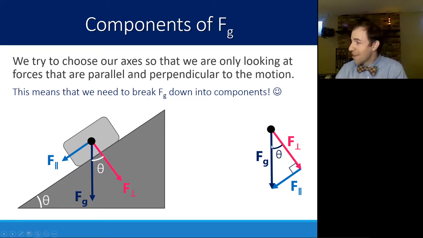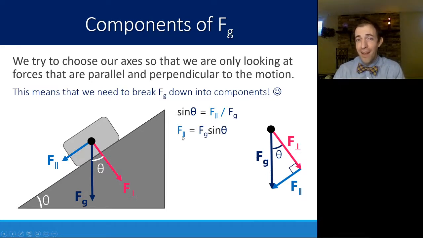Now if we know that the angle here is opposite the force parallel, we can use the sine rule to find that sine of theta is equal to the opposite, F parallel, divided by the hypotenuse, FG. So if I solve for F parallel, I can calculate that component of the force of gravity just by force of gravity times sine of that theta, that angle. Then if you're finding the perpendicular force, we're going to use cosine since that's adjacent to the angle.